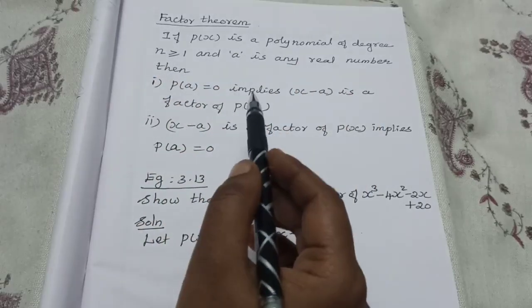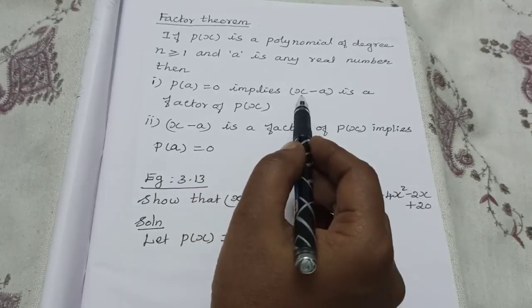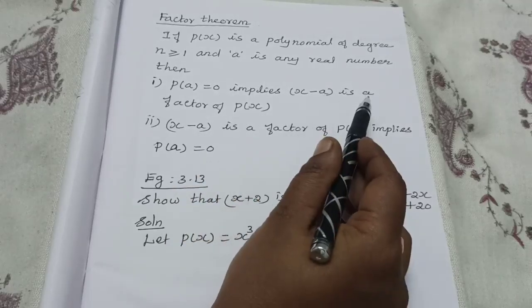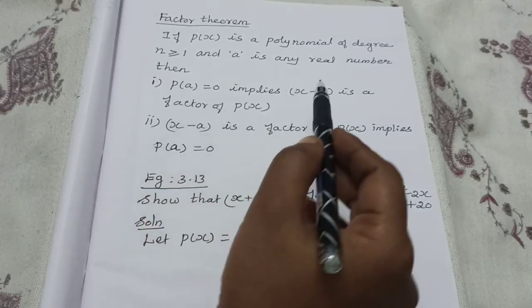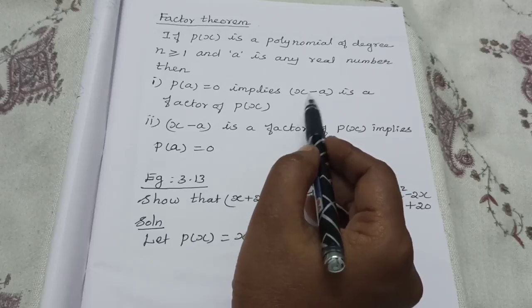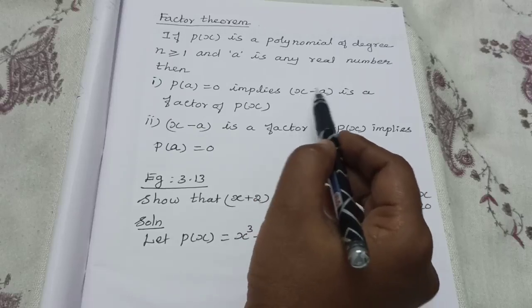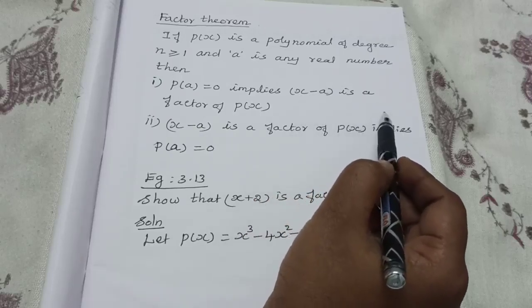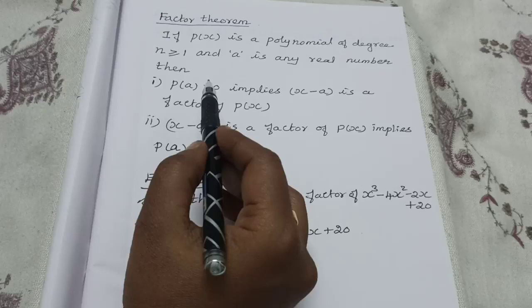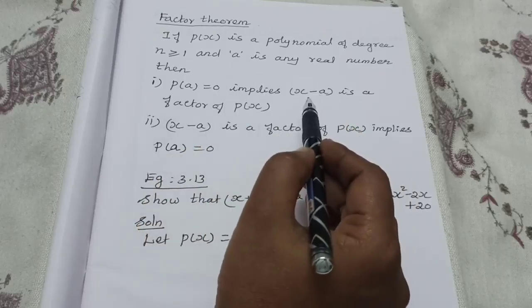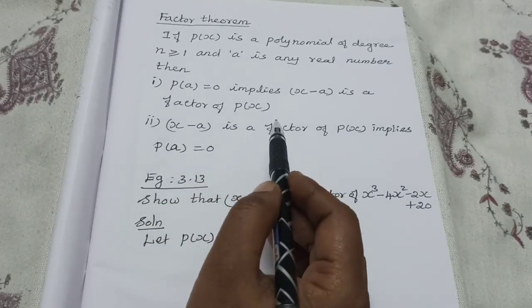Okay, suppose p of a is equal to 0, then which is the factor? x minus a is the factor of p of x. Suppose x minus a is there. How will we find the x value? x minus a equal to 0, x equal to a. Substitute x equal to a in the polynomial, and if you get 0, then x minus a is the factor of p of x.